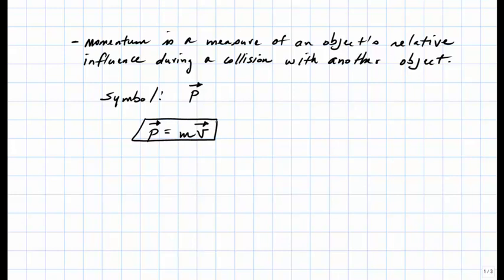And from this equation we can extract the units. Of course, mass is described in kilograms, and velocity is described in meters per second, and therefore the units for momentum are kilogram meters per second. Let's consider momentum conceptually through the following example.